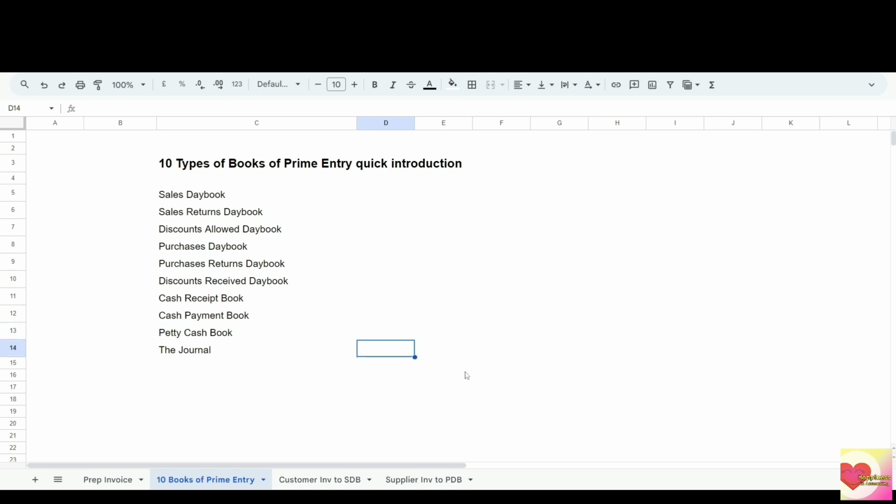And the last one is the journal. This is where we record all the entries that cannot be recorded in the other daybooks. All the 9 daybooks from sales daybook to the petty cash book will be included in Introduction to Bookkeeping. The journal will be included on the next unit, which is the Principles of Bookkeeping Controls.